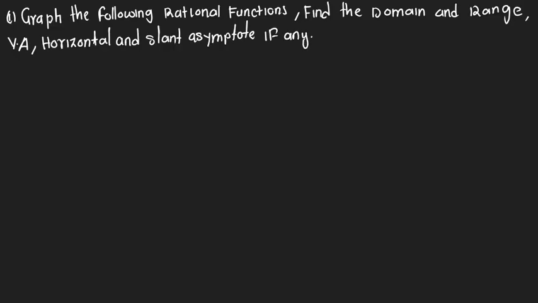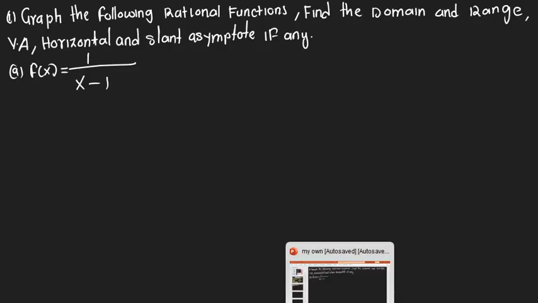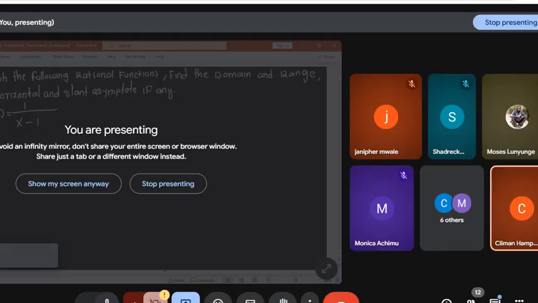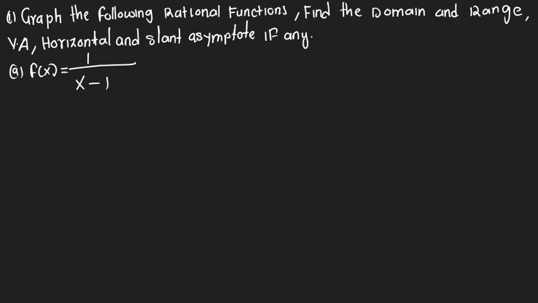Now I'm going to start with the first question, which is given f of x is equal to 1 over x minus 1. How do you graph this one? How do you do everything? It's going to be simple. I'm going to show you the concept.